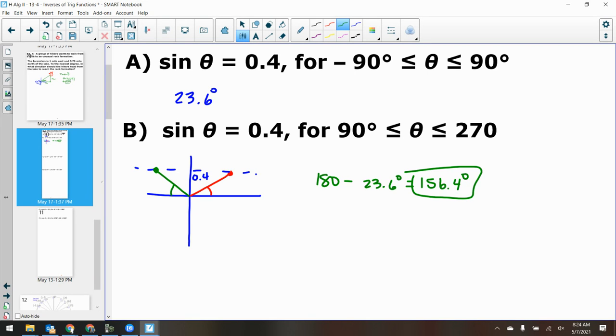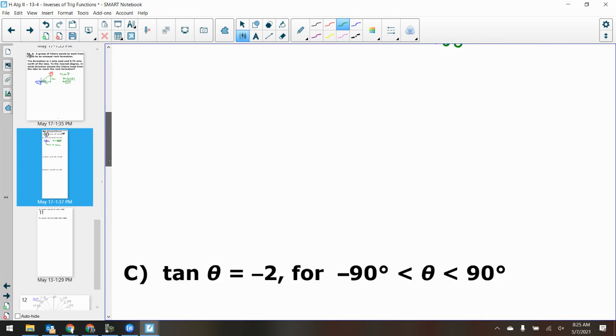Because there are only two locations along the unit circle that have that same x or y value. There's only two places that have the sine value of 0.4. It's either 23.6 degrees or 156.4 degrees. Would it have made sense to say sine theta is equal to 0.4 for 270 to 360? Would that have made sense? No. I would say that's not possible, because are there any positive y values down in 270 to 360? No. So you would say that that's a bogus question.